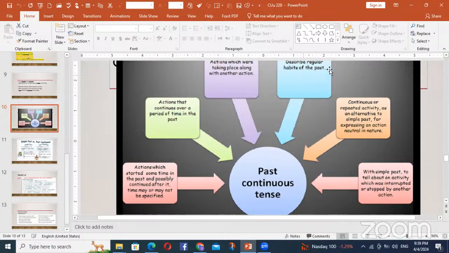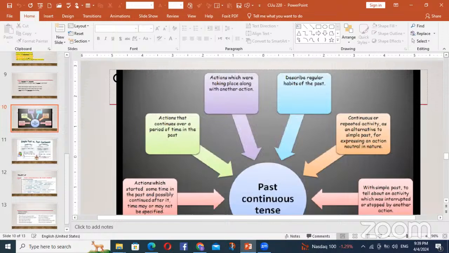Describe regular habits of the past, meaning duration of action, an action that you repeated and it takes time in the past. Continuous or repeated activity as an alternative to simple past for expressing an action natural in nature.